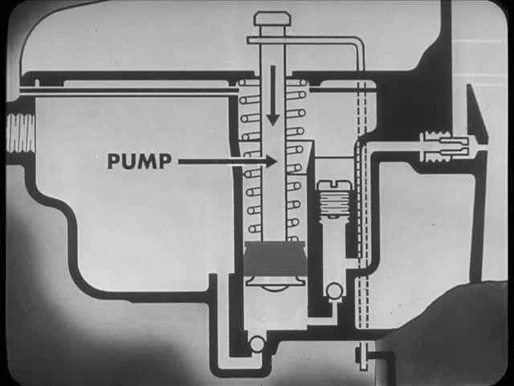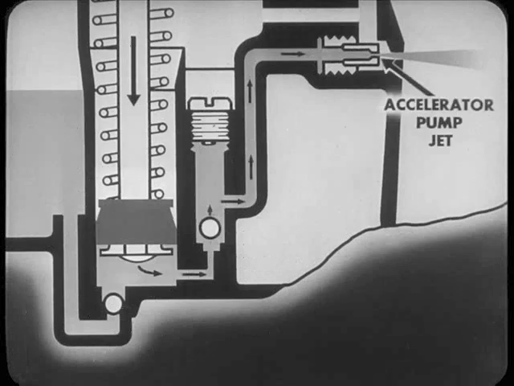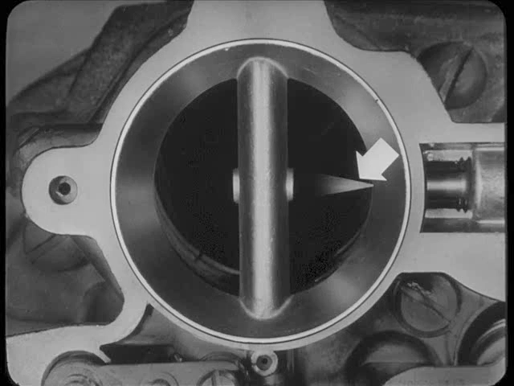Basically, it's a pump that pushes an extra supply of fuel into the engine to meet the momentary needs of the engine for acceleration. As you accelerate, the pump piston is forced downward by the pump spring. This closes the inlet valve and pushes fuel out of the cylinder through the outlet valve. The fuel is then discharged in a steady stream through the accelerator pump jet. You can take the air cleaner off, work the throttle, and see that stream. If the pump isn't working right, you won't get the proper squirt for smooth acceleration.